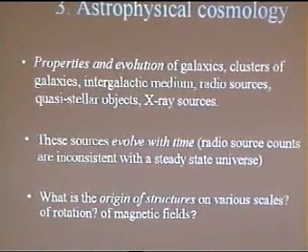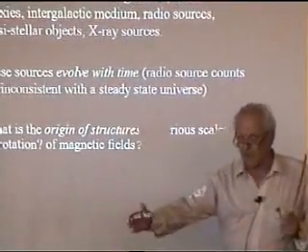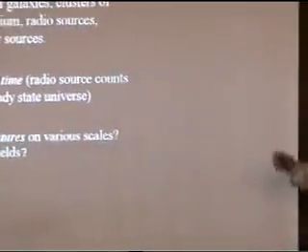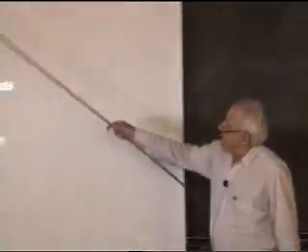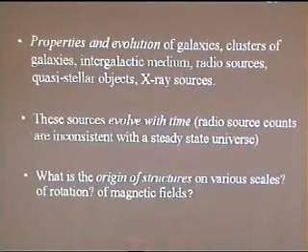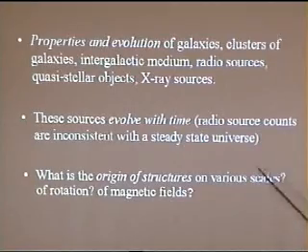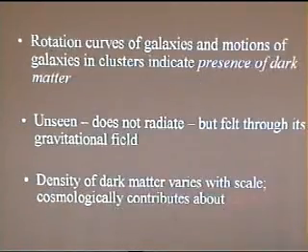Actually, it's much worse than that. The radio source counts are incompatible with all Robertson-Walker models unless there is serious evolution of either the numbers or the luminosities of the radio sources. Astrophysical cosmology goes on to ask us, what is the origin of structure on various scales? What's the origin of rotation? What's the origin of magnetic fields? All of these things one wants to know the origin of in astrophysical cosmology.